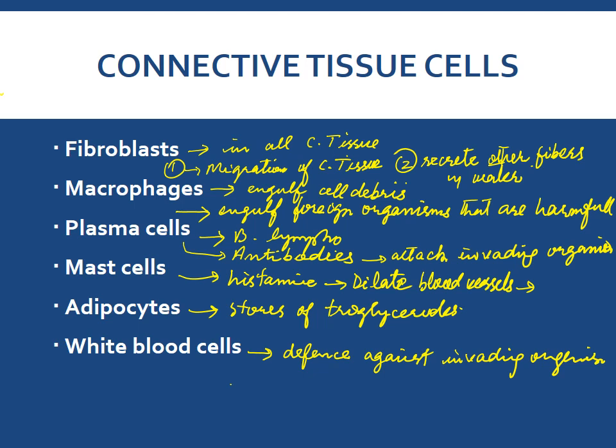Then are the plasma cells. Plasma cells, they are derived from another type of white blood cells that are called lymphocytes. And these plasma cells, they are formed by the B lymphocytes. They are derived from B lymphocytes, and their role is to secrete antibodies. And what is the role of antibodies? They attack invading organisms.